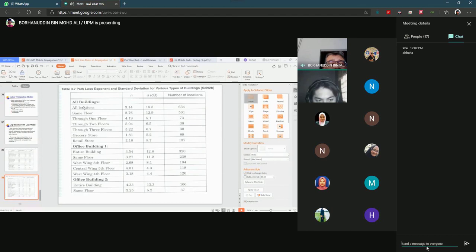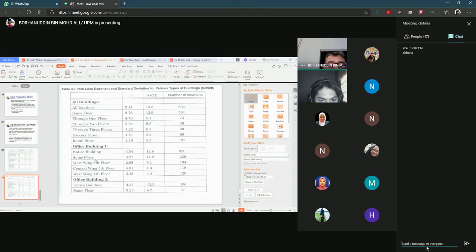In building, all buildings, all locations, same floor, or all locations is 3.14, sigma 16.3, number of locations 634. These are experimental results of some data collection method. Same floor, one floor, two floors, three floors. So as you go to more floors, you can see the exponent increase. Same floor is small, 2.76, but three floors, 5.22. So the signal has weakened.